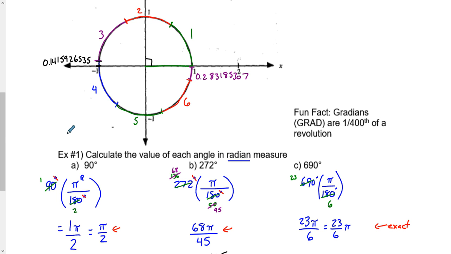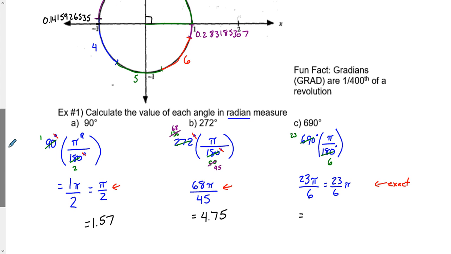So let's check it. 23 pi divided by 6. Oh, yeah, it's just over. It's 12.04 radians. Again, you can write the R, you don't have to. But that's converting from the degrees into radians.